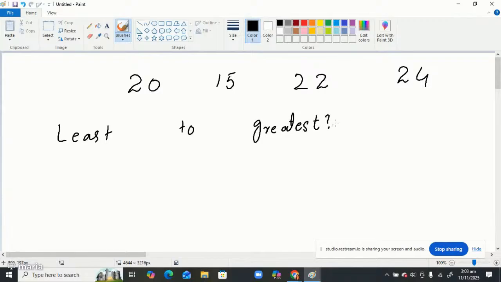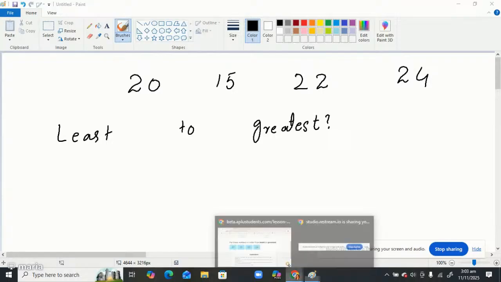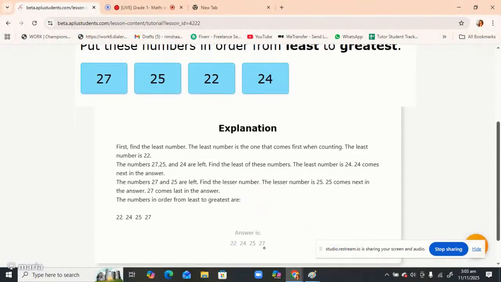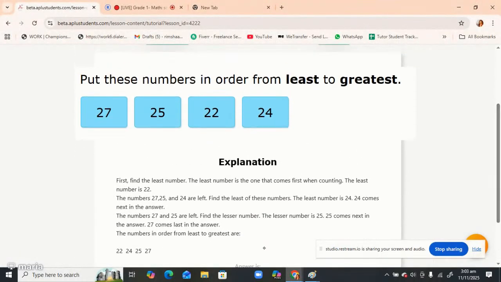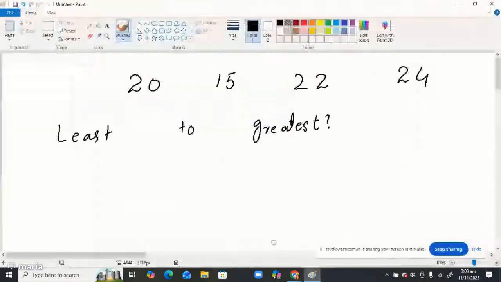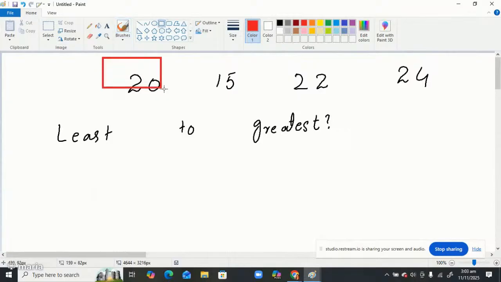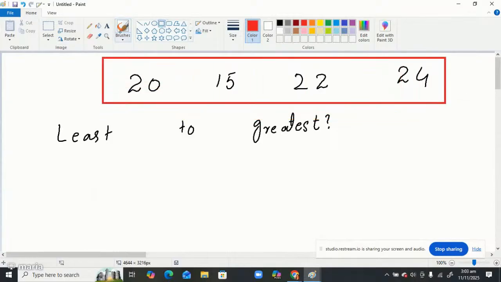So what does it mean? It means that we are going to write the numbers starting from the smaller one and then move to the big one. So what is the smallest number among 20, 15, 22, 24? Least means small number. Greatest means move to the big numbers.